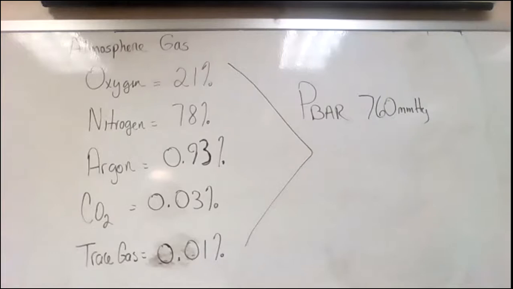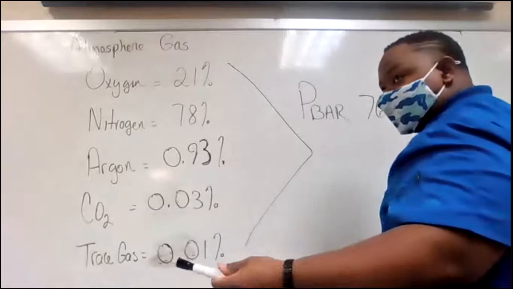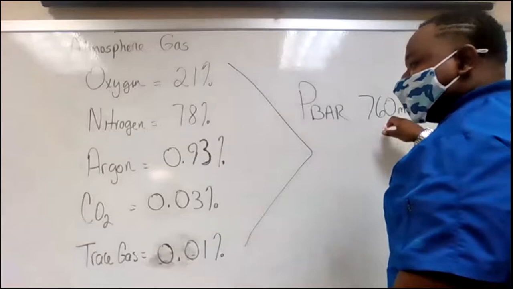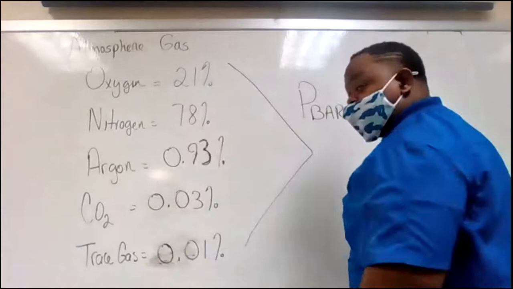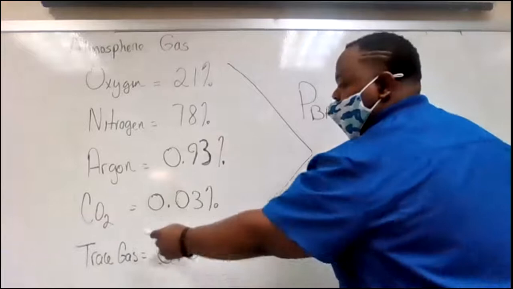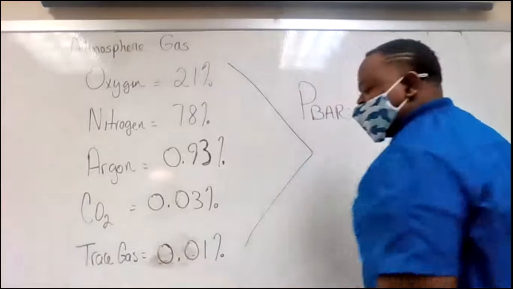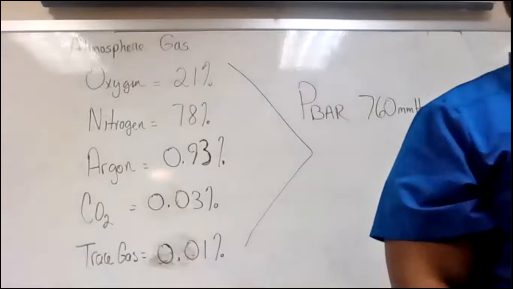The air that you're breathing right now, if you're on Earth at sea level, which is 760, this is sea level where you are now in Memphis. The oxygen percentage is 21% of the atmosphere. The nitrogen is 78%. Argon is 0.93%. Carbon dioxide is 0.03%. And trace gases is 0.01%. Trace gases will be the farts of the world, which is methane.